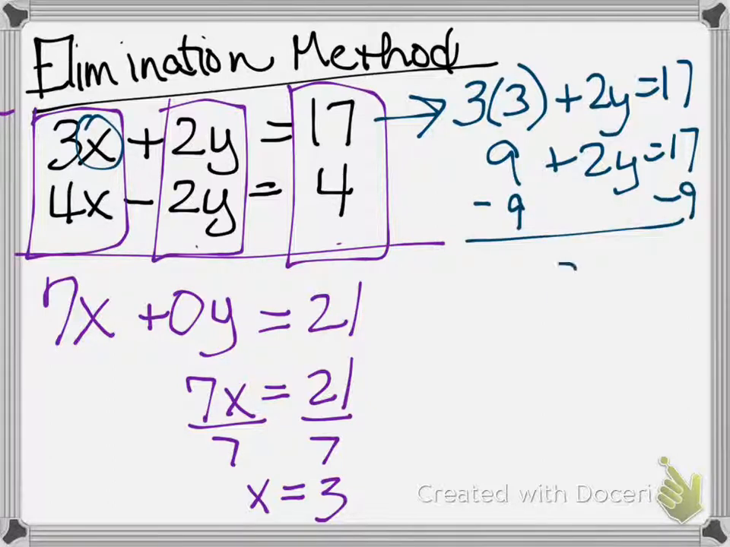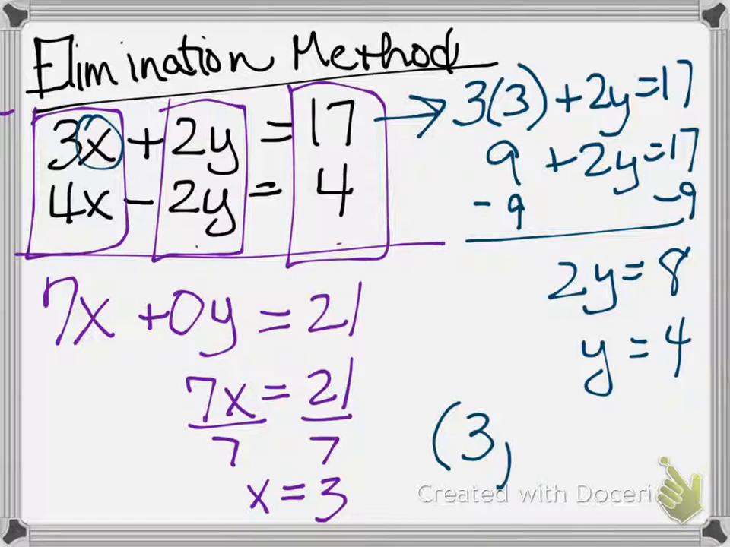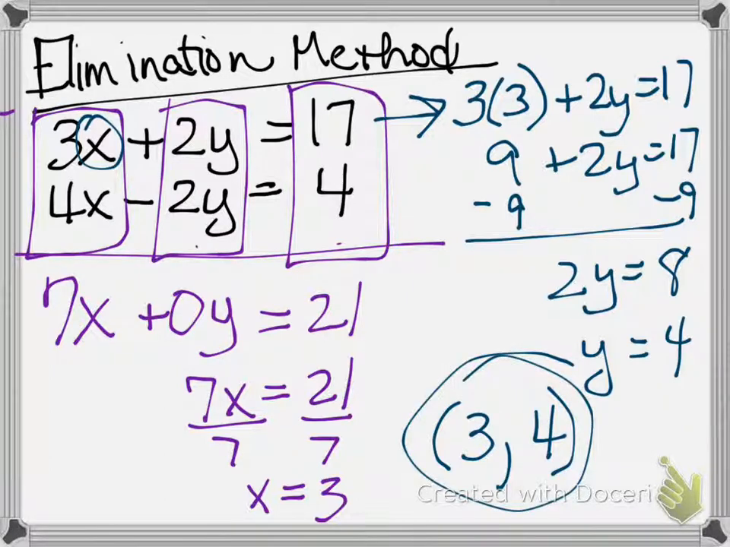If I subtract 9 from both sides, 2y equals 8. All right, 17 minus 9 is 8. Therefore, y would have to equal 4. So the solution set for this problem is 3, 4. That's the number that solves both the first equation that we were given and the second equation that we were given. It's the x and the y that work for both equations.